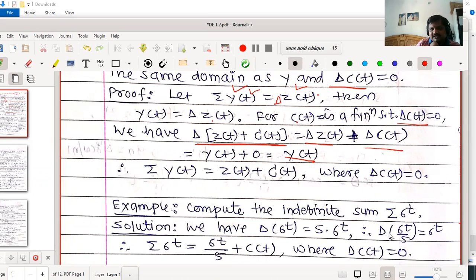Therefore, can I write delta of 6 to the power t upon 5 equal to only 6 to the power t? And therefore, by using the definition, the summation of 6 to the power t becomes 6 to the power t upon 5. So summation of 6 to the power t equal to 6 to the power t upon 5 plus ct, where delta of ct equal to 0.